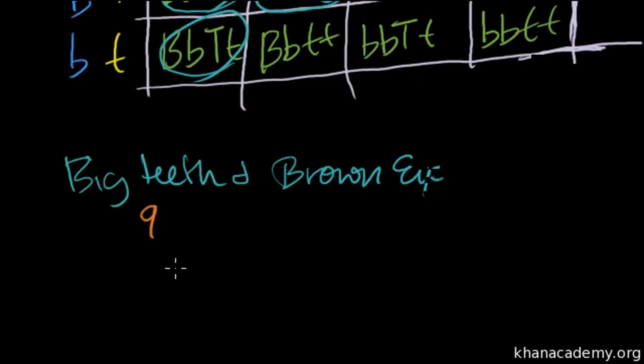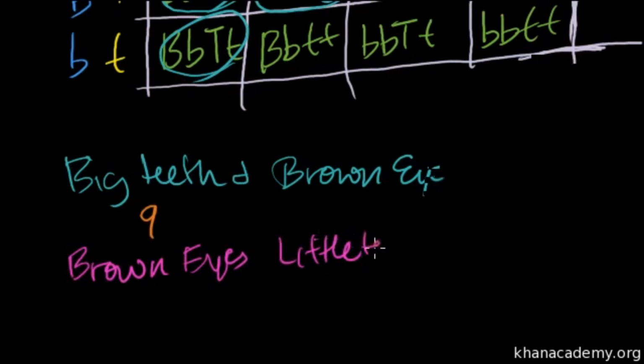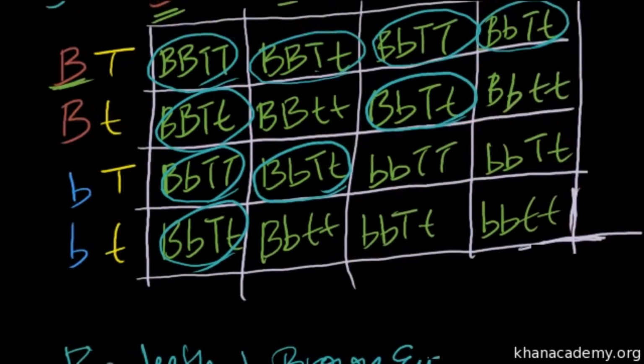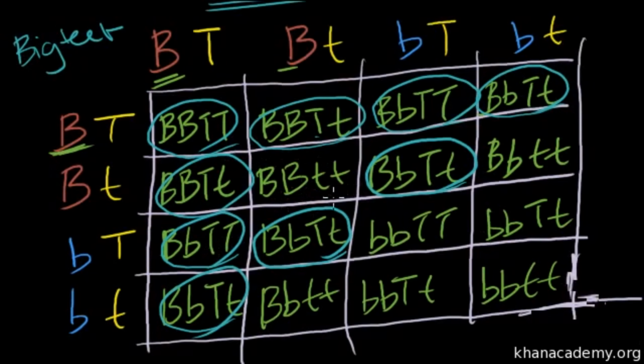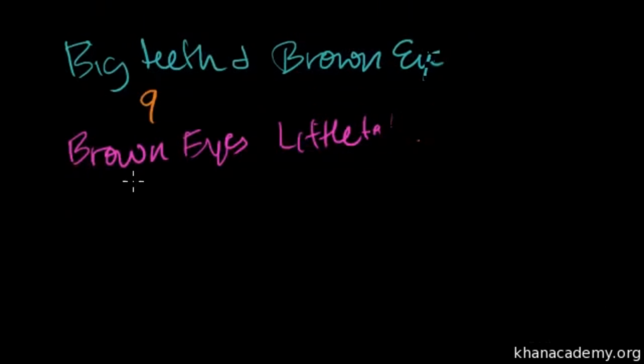Now, how many do we have of big teeth? So let me write a different color. So let me write brown eyes, and little teeth. Something in my pen tablet doesn't work quite right over there. So brown eyes and little teeth. Let's see, this is brown eyes and little teeth right there. This is brown eyes and little teeth right there. This is brown eyes and little teeth right there. So there's 3 combinations of brown eyes and little teeth.